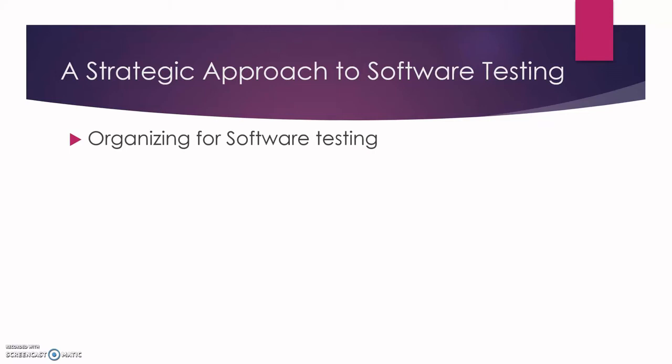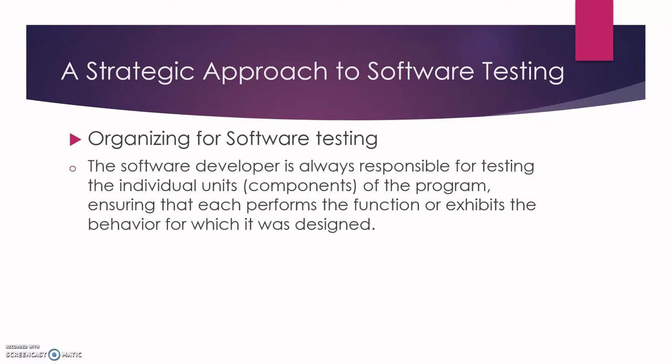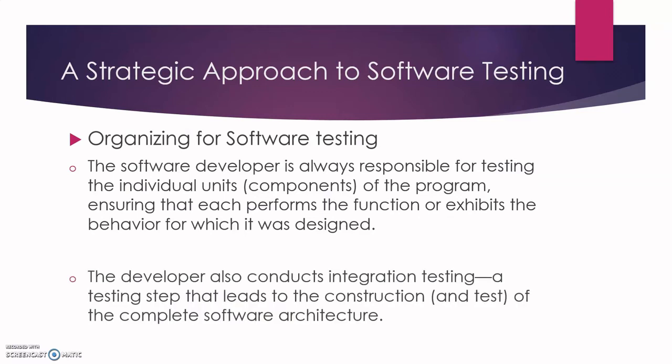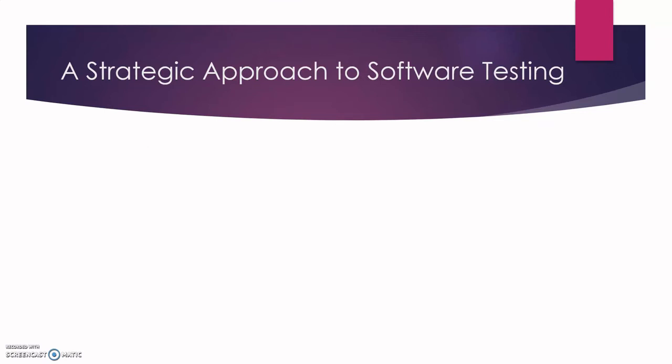Now, the next strategic approach to software testing is organizing for software testing. The software developer is always responsible for testing the individual units, that is the components of the program, ensuring that each performs the function or exhibits the behavior for which it was designed. Next, the developer also conducts the integration testing. That is a testing step that leads to the construction and test of the complete software architecture.